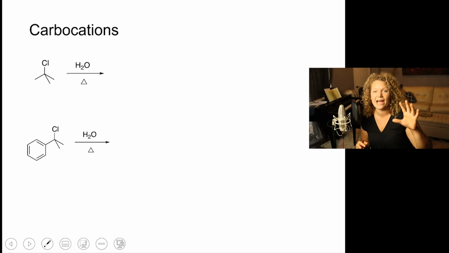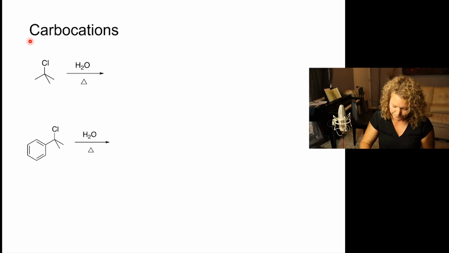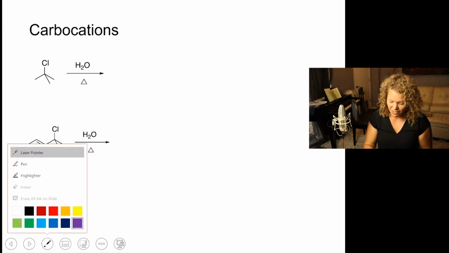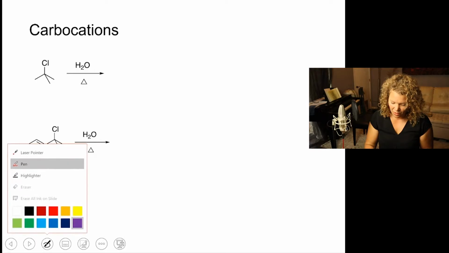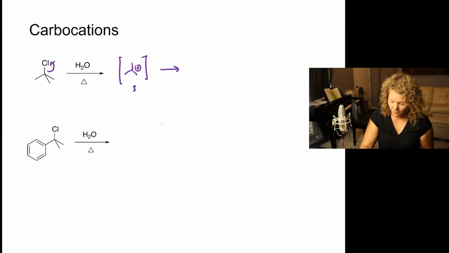Here we have, again, a chlorine leaving group. We're going to do an SN1 type reaction. The first step of an SN1 reaction is loss of our leaving group. We have our tertiary carbocation, which we know to be very stable.